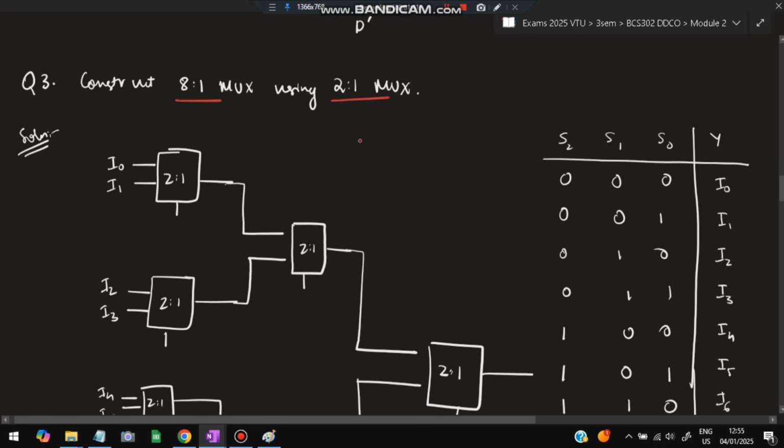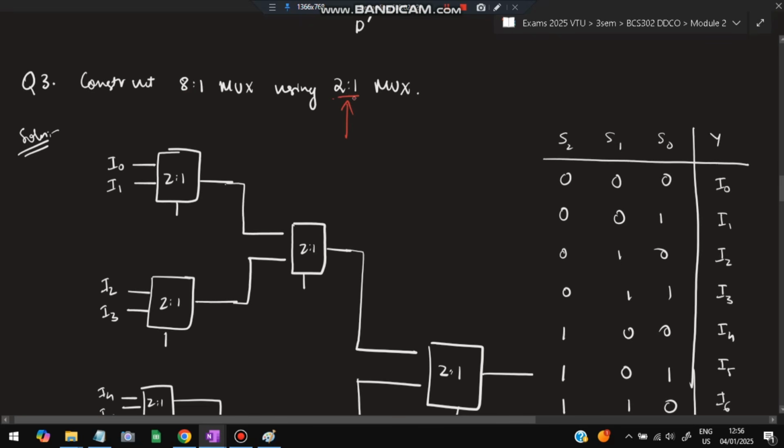Okay, a variation can come, like for example, construct 16:1 mux using 8:1 mux and 4:1 mux only, or 32:1 mux using 2:1 mux and 8:1 mux. Like that, they can ask in any order, but the condition will remain the same. First, observe how many inputs are present here. Based on that input, how many of this type are required.